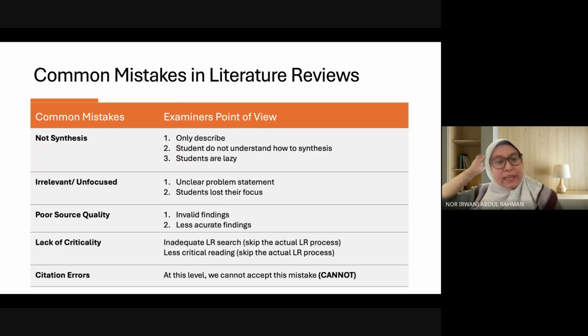Irrelevant or unfocused. This one is due to an unclear problem statement. They report everything. So when we start to ask, they cannot answer because they already lost their focus in that LR search. They do not even know what exactly they are searching for here. What am I actually searching for? Because you are losing your focus in the LR search. This is a common one.